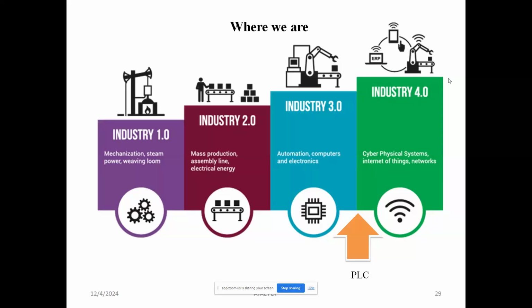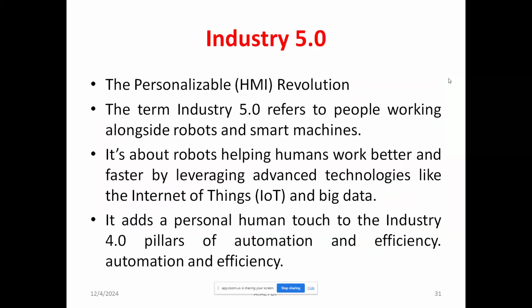So industry 5.0 refers to people who are working alongside robots and smart machines. Okay, so see, once again it shows water and steam production, power, and then mass production and assembly line, and as a third one, electronics and automation, fourth one physical system, last one personalizable autonomous manufacturing. This is the industry 5.0. This picture depicts the industry 5.0.